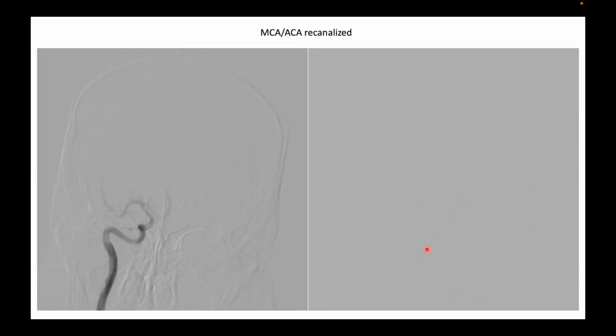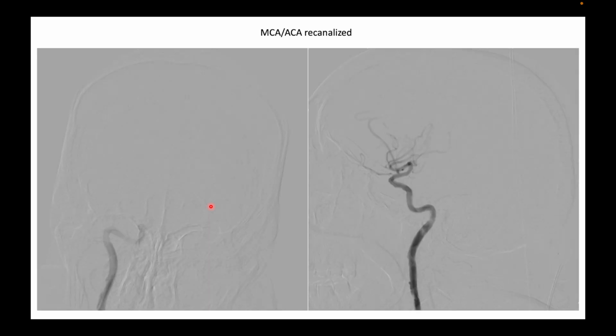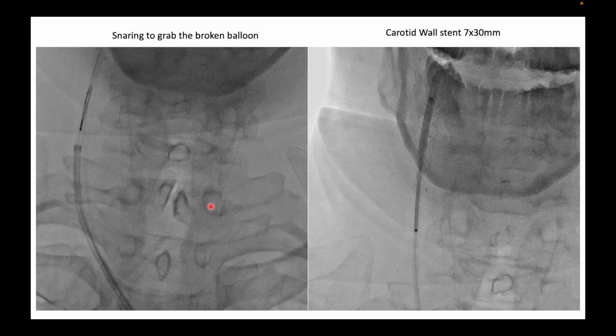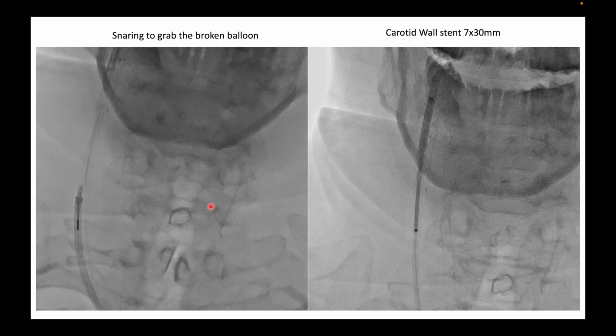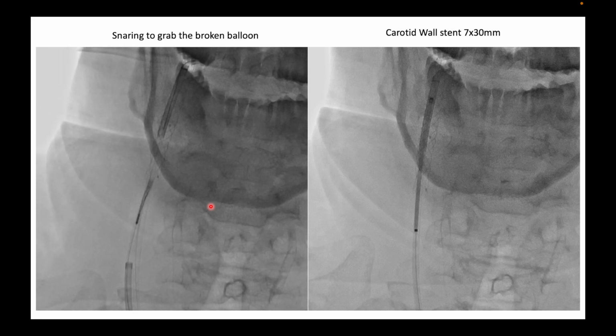And here you can see now that both ACA and MCA are fully recanalized, and then we had to deal with that trapped balloon in the carotid stent. So we took a snare, we tried to grab the balloon shaft with the snare, but we failed.